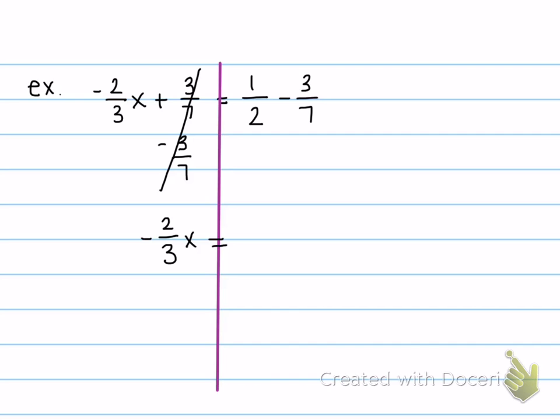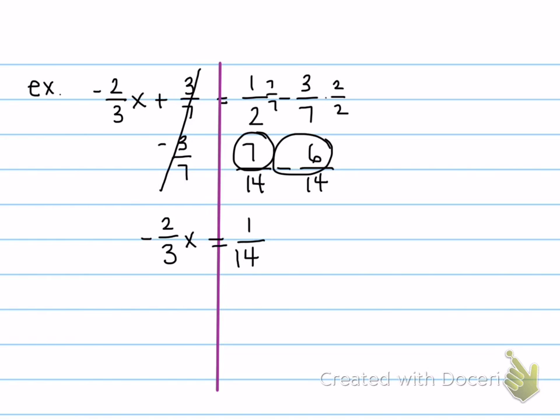I have to find a common denominator, which is going to be 14. I'm going to multiply by 7 over 7. That's 7/14. And multiply by 2 over 2. That is 6/14. 7/14 minus 6/14. 7 and negative 6 otherwise is 1/14. So now I have negative 2/3 x equals 1/14.